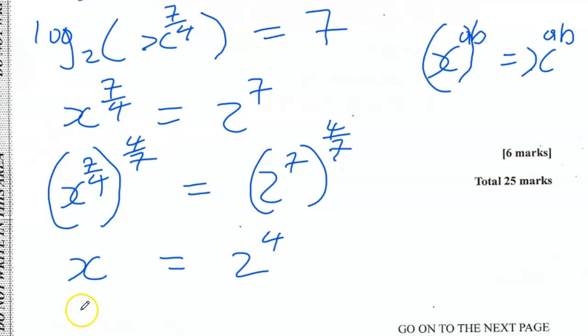So x equals 2 to the power of 4. And what is 2 to the power of 4? 16, so x is equal to 16, and that's our solution.